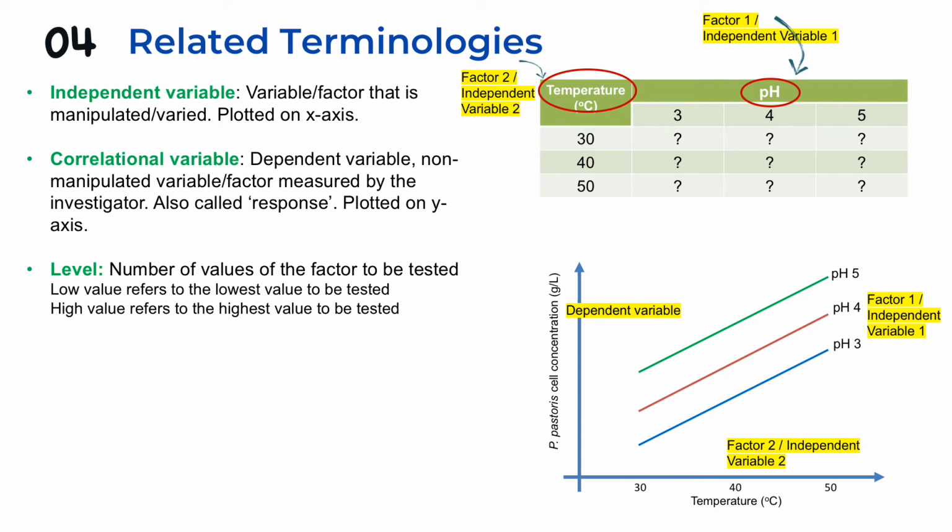The third terminology is level, which is defined as the number of values of the factor to be tested. There are two special levels, namely low value and high value. Low value refers to the lowest value to be tested, whereas high value refers to the highest value to be tested. So in this example, for temperature, there are three levels, 30, 40, and 50. The low value is 30 and the high value is 50. For the pH, there are also three levels. The low value is 3 and the high value is 5.